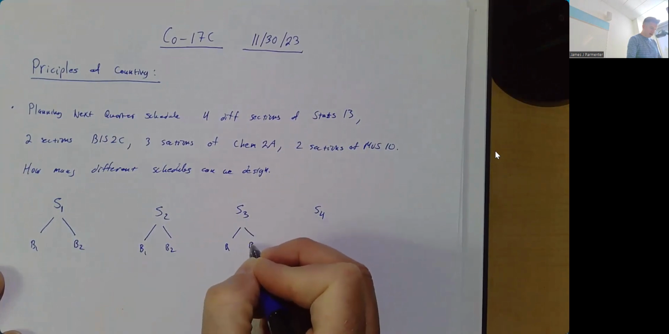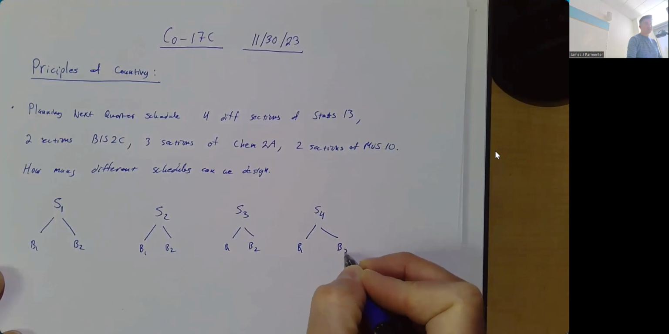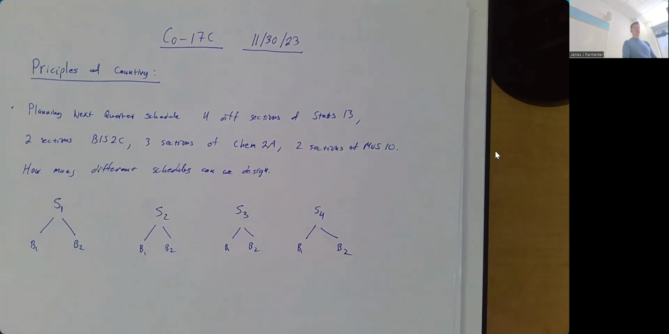And if it were just that, how many different schedules could we make if we were just picking those 2 classes? Well, how many different paths are there? So there's 1, 2, 3, 4, 5, 6, 7, 8. Or 2 times 4. Or 4 times 2. 4 choices for the first section of stats, 2 choices for the section of bio.